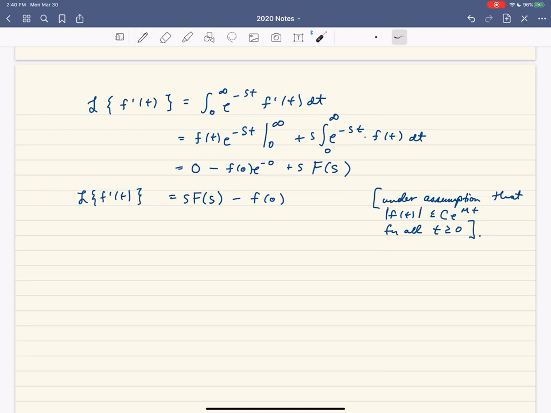By the way, I have a list of all the transforms that we're going to use over the course of this chapter, and I'm going to add that to the modules link on Canvas. Okay, so I will add that.